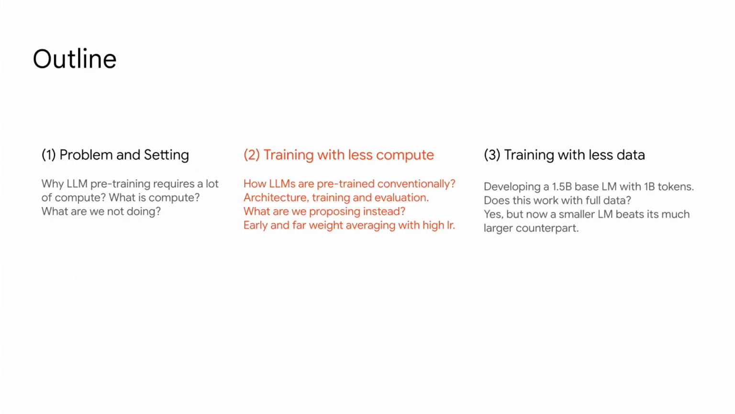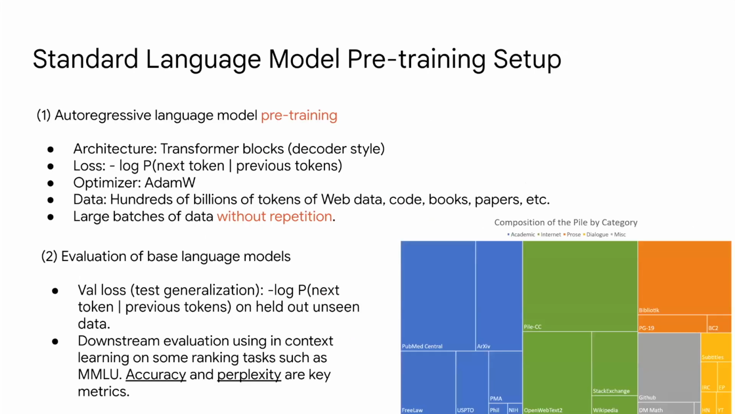Okay, now let me come to training with less compute. Let's first see what the standard language model pre-training setup or procedure is. It's autoregressive language model pre-training, which typically means the architecture is transformer blocks, typically decoder-style blocks. The loss function is autoregressive, which means the negative log likelihood of the next token conditioned upon the previous tokens. Typically, most of these papers have used the AdamW optimizer.